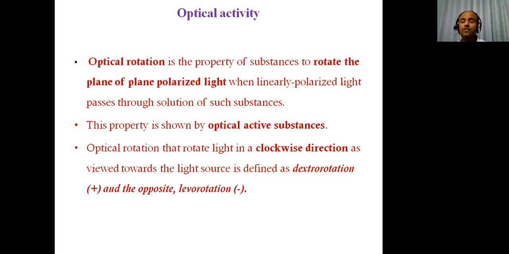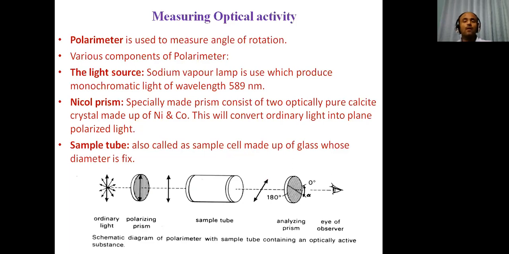Only optically active substances have the ability to rotate the plane of plane polarized light. And the rotation of the plane polarized light may be in clockwise direction or anti-clockwise direction. So if the optical rotation is in clockwise direction, then it is dextrorotatory, and if it is in anti-clockwise direction, it is called levorotatory, or levo rotation. Okay, so we have two types of rotation of the plane polarized light, either in clockwise direction or in anti-clockwise direction.